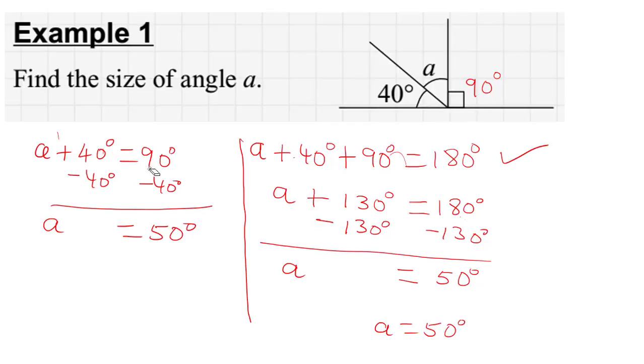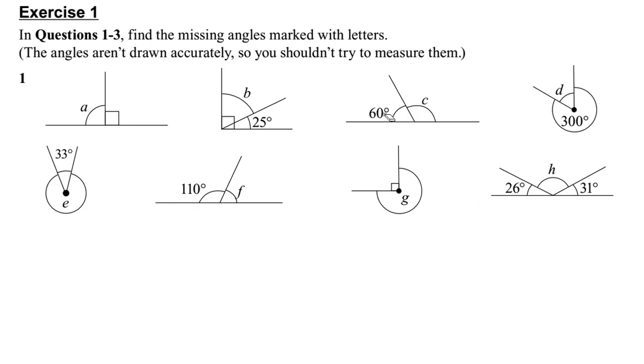Now with this other one, you can say that where two perpendicular lines meet, a right angle is formed. So therefore, this A and 40 will add up to what? To 90 degrees, because this line here is perpendicular to that one. Okay, so that's another way you can explain that. Okay, so pause the video and just really quickly try question 1, all the way from A to H, quickly.